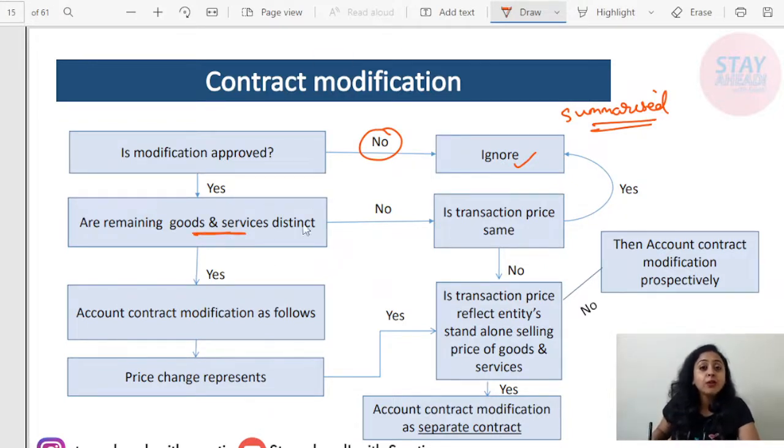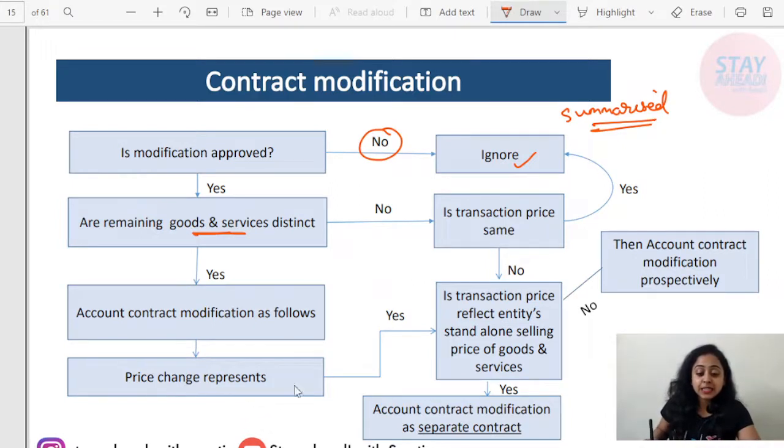Why have I told you about distinct goods and services? Because it will be used again and again. Here you next check whether the goods and services for which the contract is being made with the customer are distinct or not. Can they be used in their own capacity, or in the context of the contract, can they be separately identified? If yes, then these are distinct goods and services. So if the modification is approved, and secondly the goods or services are distinct, then yes, you will account for the modification. Now see how it will be done.